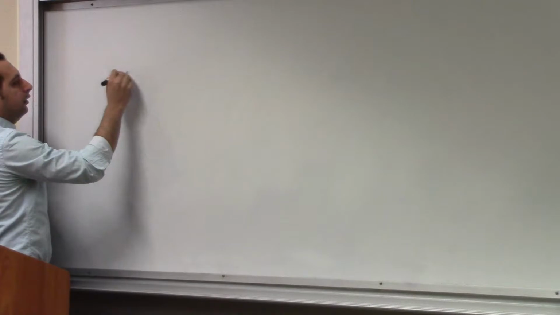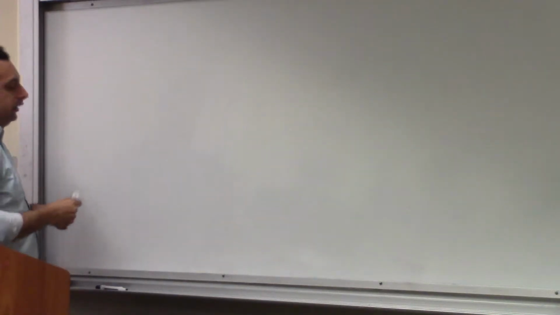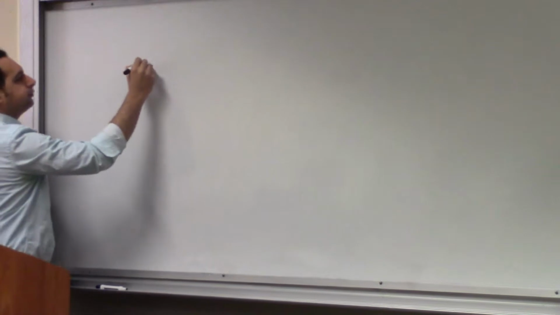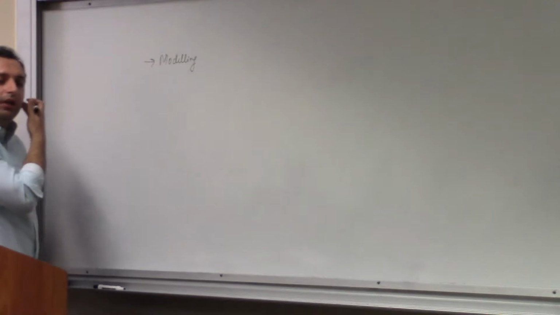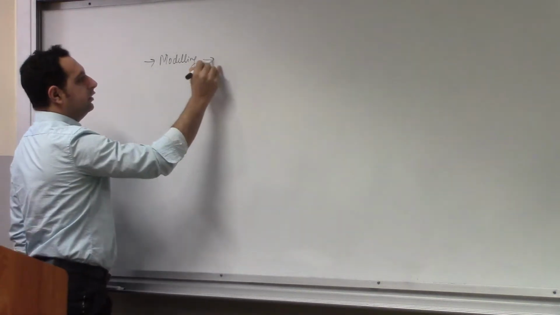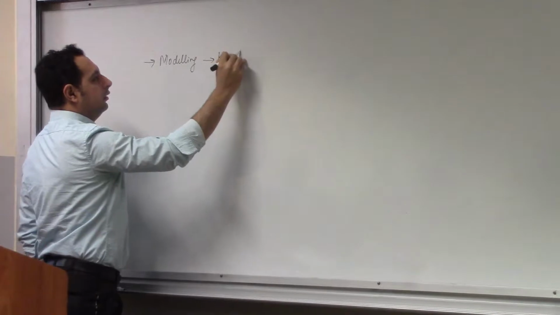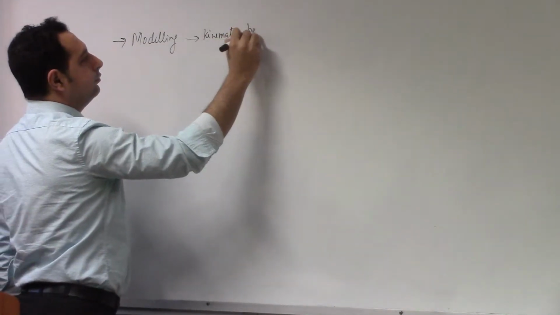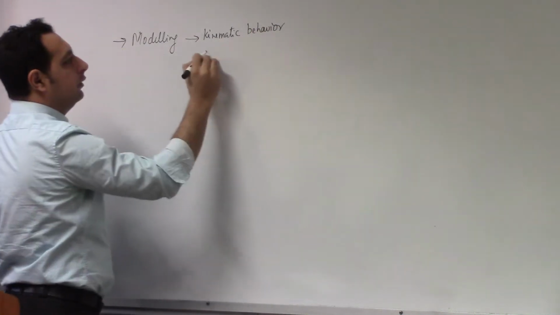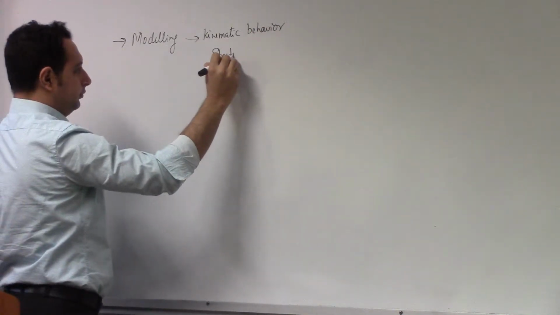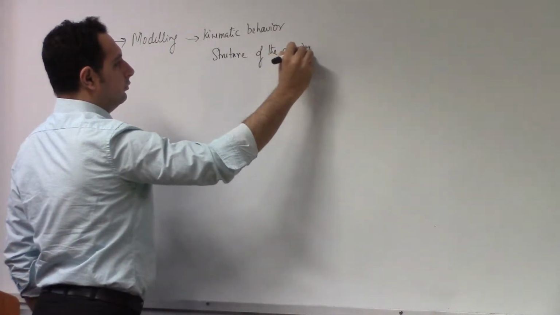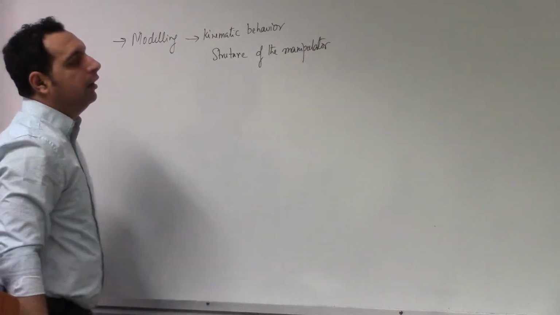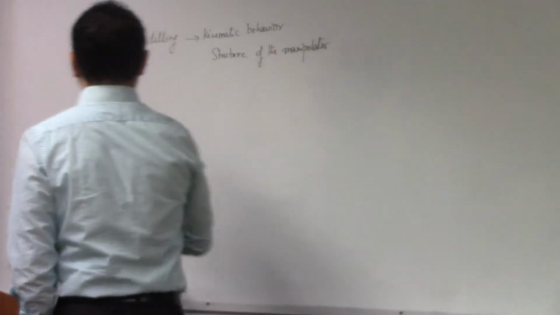One was the modeling, which is manipulator modeling. Okay, by modeling we mean the kinematic behavior and the structure of the manipulator. Then we spoke about planning, which was path planning, right?